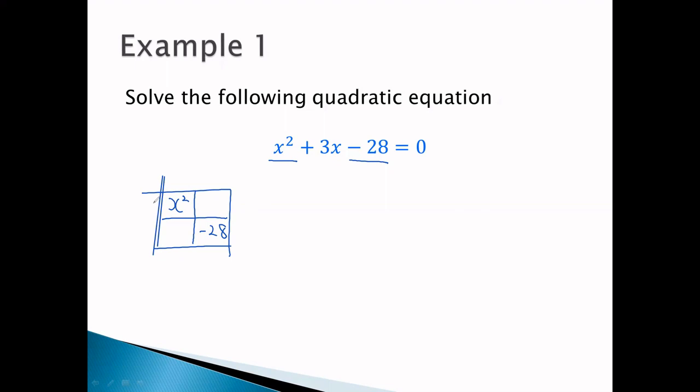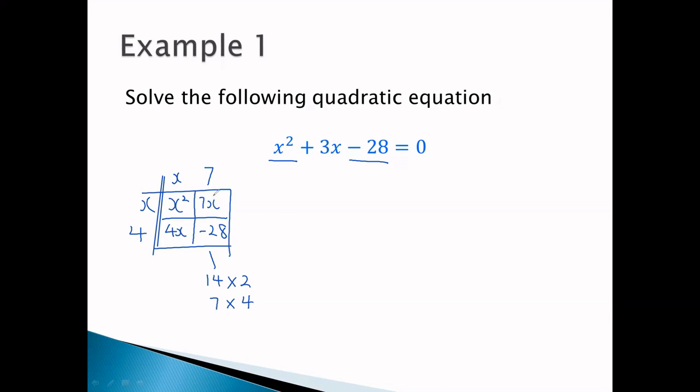Now, what times what will give me x squared? x times x. And now I have to think, what times what gives me 28? So perhaps it's 14 times 2, and it's 7 times 4. Okay, now keeping in mind that it is a negative 28, so it has to be a positive number times a negative number. So one of them must be negative. Now, looking at this, it has to be 7 and 4. I get a 7 times x is a 7x here. And x times 4 gives me a 4x here.